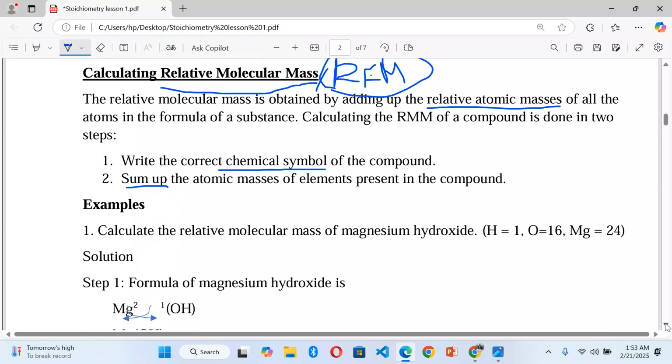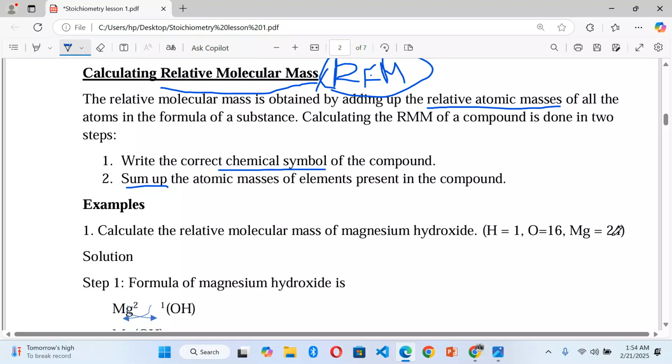So in the first example, we are saying calculate the relative molecular mass of magnesium hydroxide. Magnesium hydroxide consists of hydrogen atoms, oxygen atoms, and magnesium atoms. They have already given us their atomic masses. Atomic mass of hydrogen is 1, atomic mass of oxygen is 16, atomic mass of magnesium is 24.